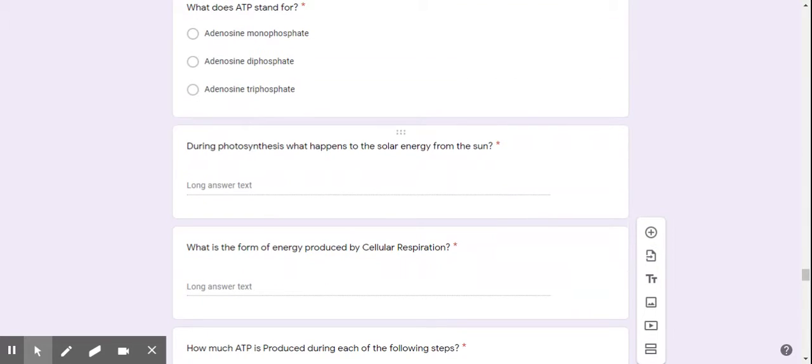Next up, during photosynthesis, what happens to the solar energy from the sun? Well, there's 2 ways of looking at it. Number 1 is that we store the solar energy, and that is traditionally how we look at it, because it's kind of like taking the sun's energy and making it into a physical form. But another way of looking at it is we're using the sun's energy to create physical energy that we can grab on this planet. See, the solar energy that comes from the sun goes into that formula for photosynthesis.